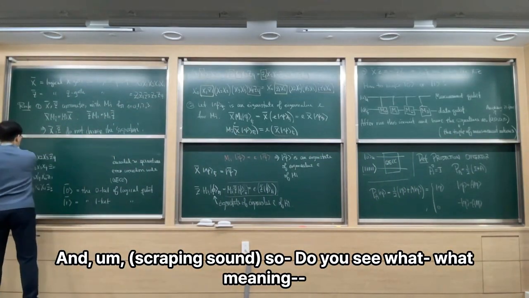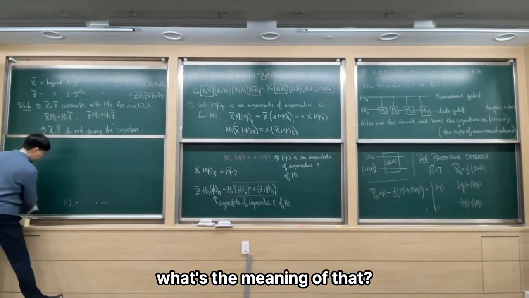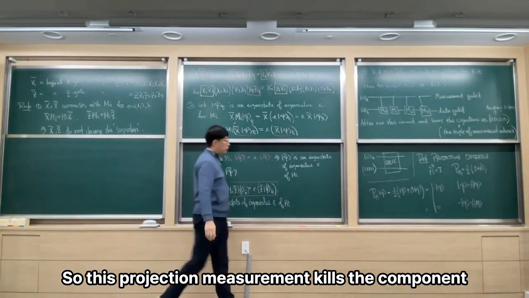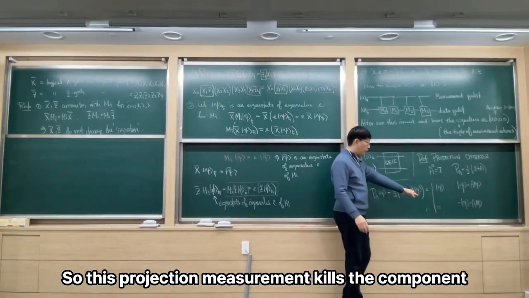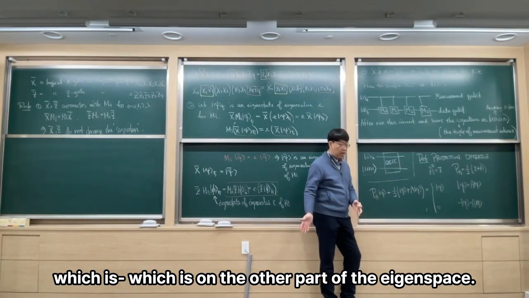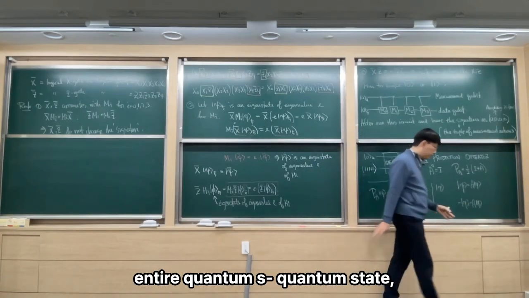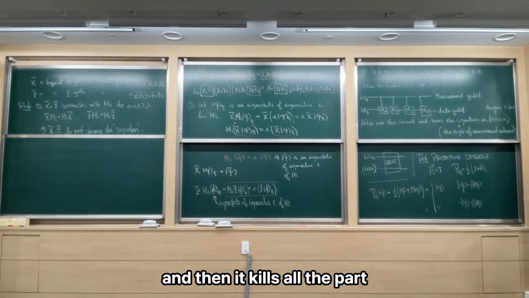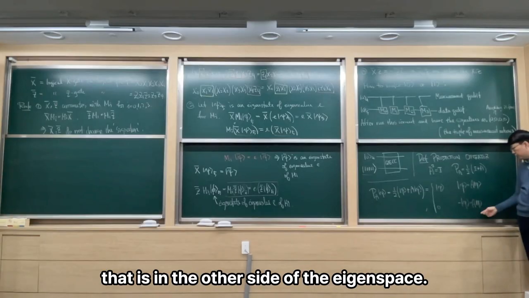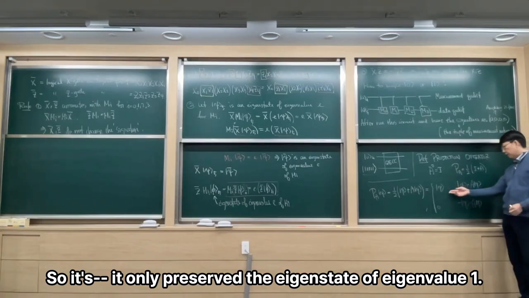So do you see what the meaning of that is? This projection measurement kills the component which is on the other part of the eigenspace. The eigenspace consists of the entire quantum state, and then it kills all the part that is on the other side of the eigenspace. It only preserves the eigenstate where it was. So it only preserves the eigenstate of eigenvalue 1.